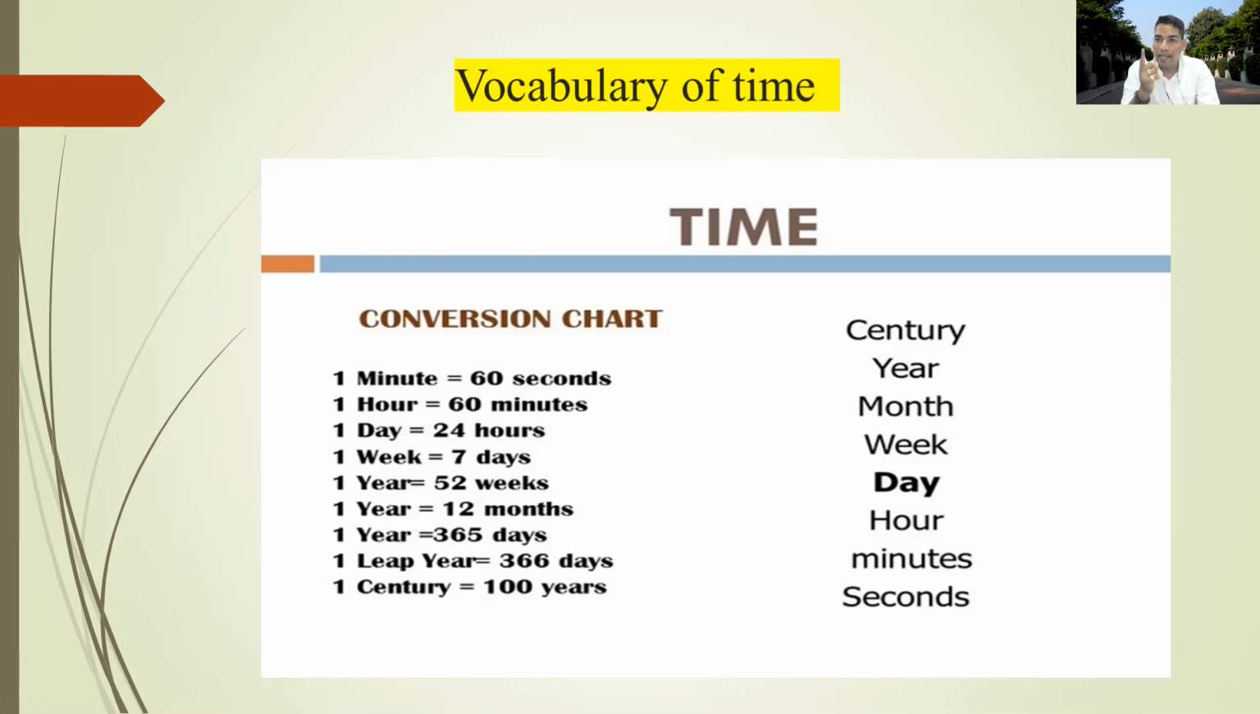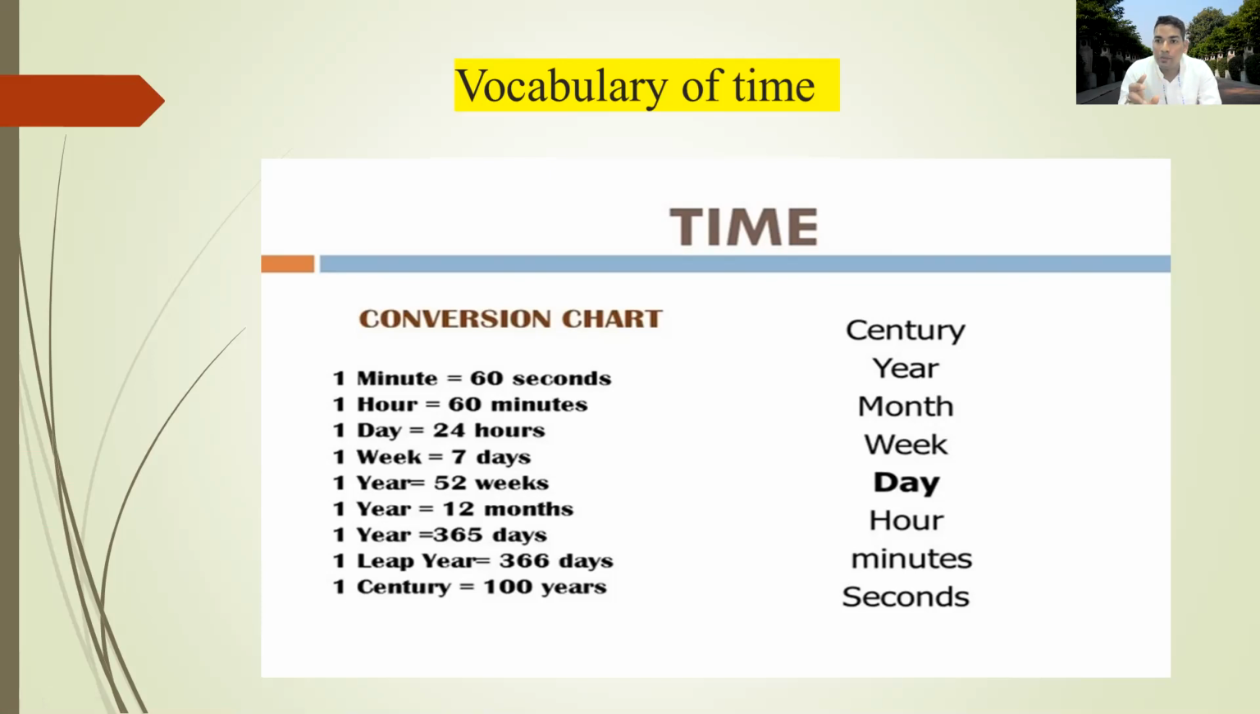Next, 1 year. 1 year is 52 weeks. 1 year, 52 weeks. Sorry, it is written here 1 year, 52 weeks. Next, how many months in 1 year? 1 year is 12 months. So what we can say in English: 1 year, 12 months. Next, how many days in 1 year? What can we say in English language?